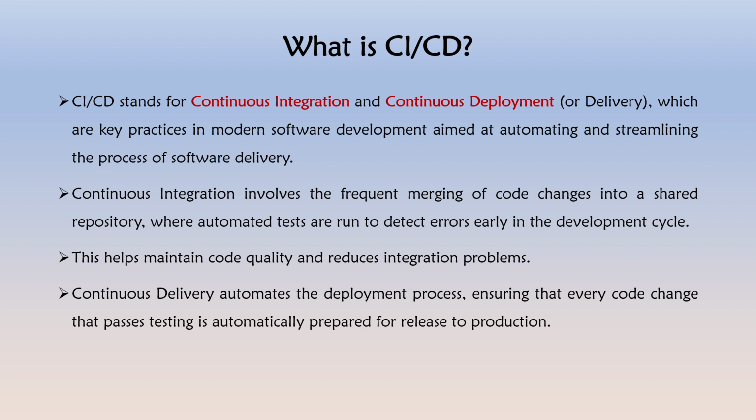So what is continuous integration and continuous delivery? Continuous integration and continuous delivery, which are key practices in modern software development, aim to automate our process of software delivery. Continuous integration involves the frequent merging of code changes into a shared repository, where automated tests are run and errors are detected early in the development cycle. So in the early stages only, we can see the errors. This helps maintain code quality and reduces integration problems.